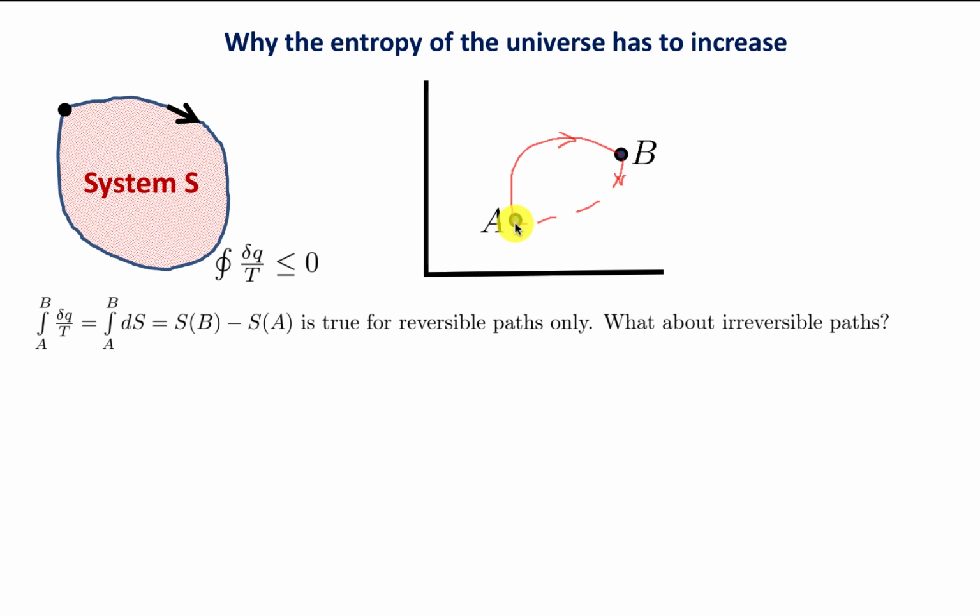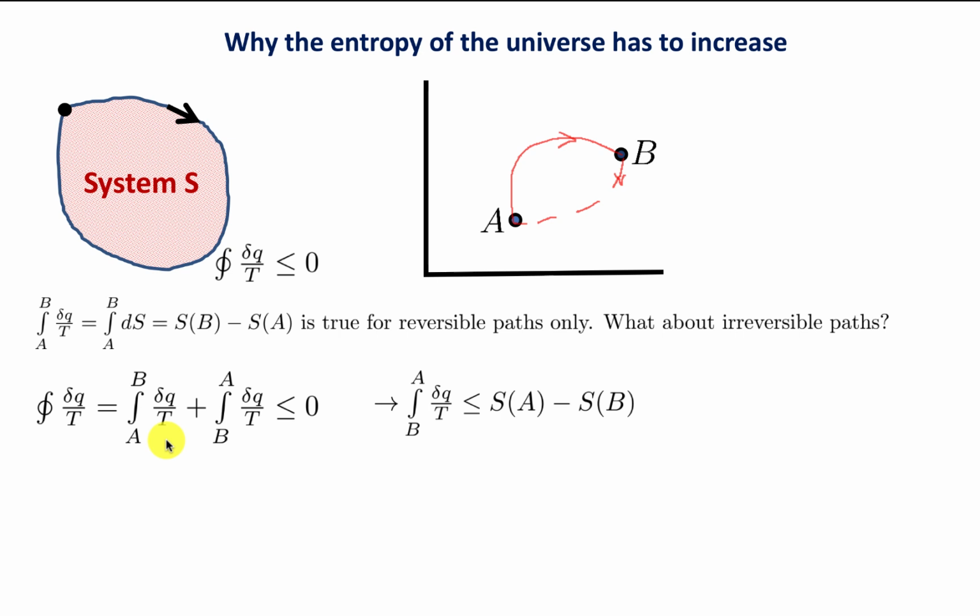And now let's explore the consequences. In going from A to B by the reversible path, we got S_B minus S_A. For the irreversible path, I cannot write this as dS from B to A, so I'm going to leave it as it is. This over here is S of B minus S of A, like here.